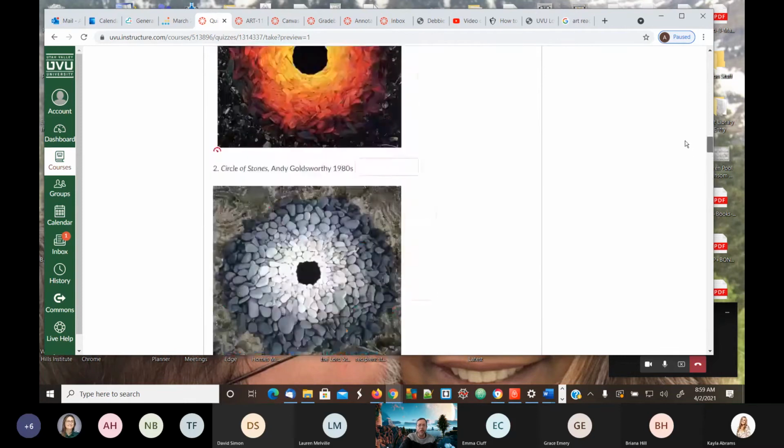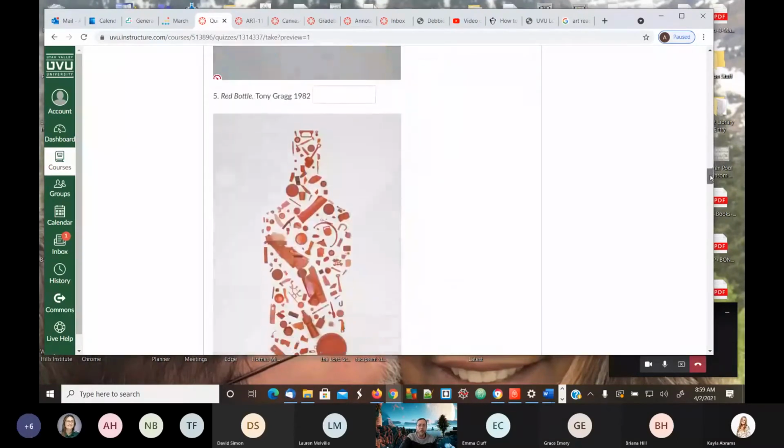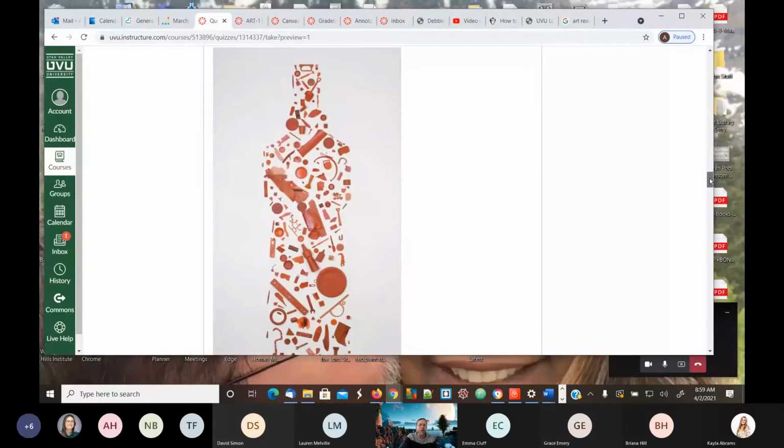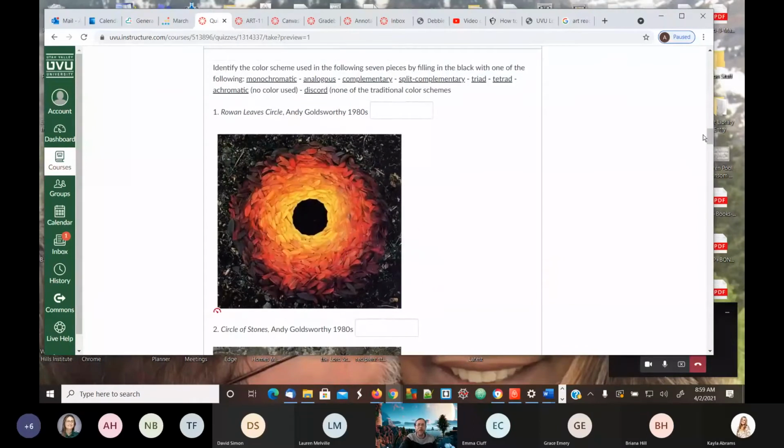One example is right here. This almost looks like it could be monochromatic on the rowan leaves, but if we go down to the red bottle, that's an example of monochromatic. So we come back up here to the rowan leaves and we change that to, let's see, analogous. You guys see what I'm saying?